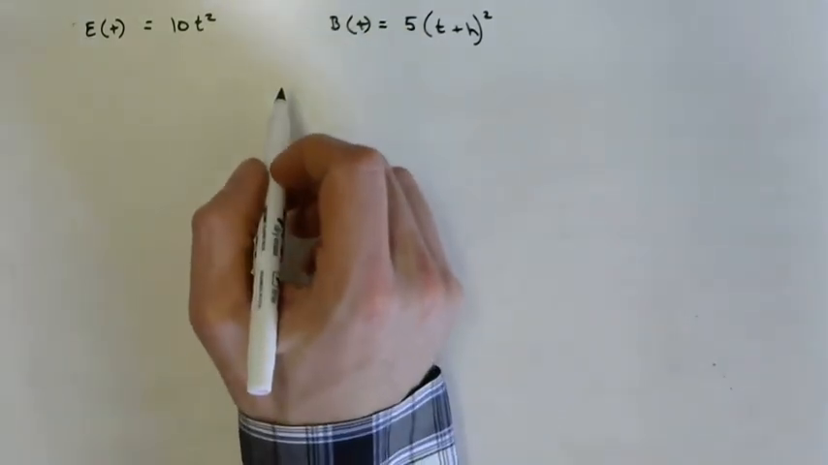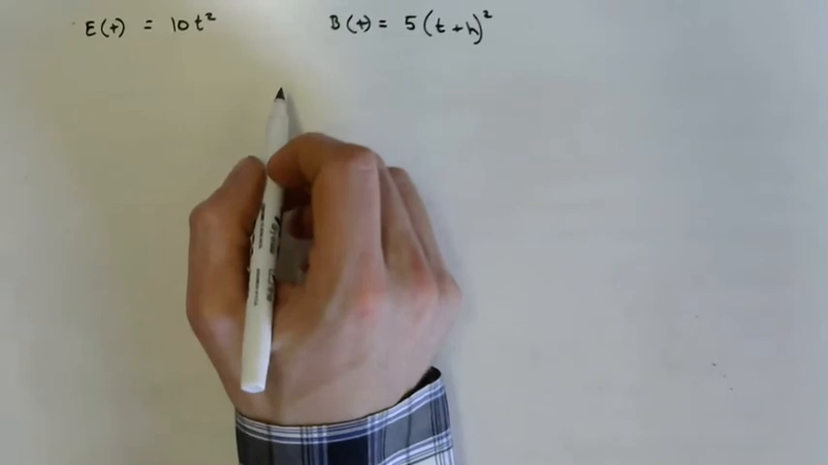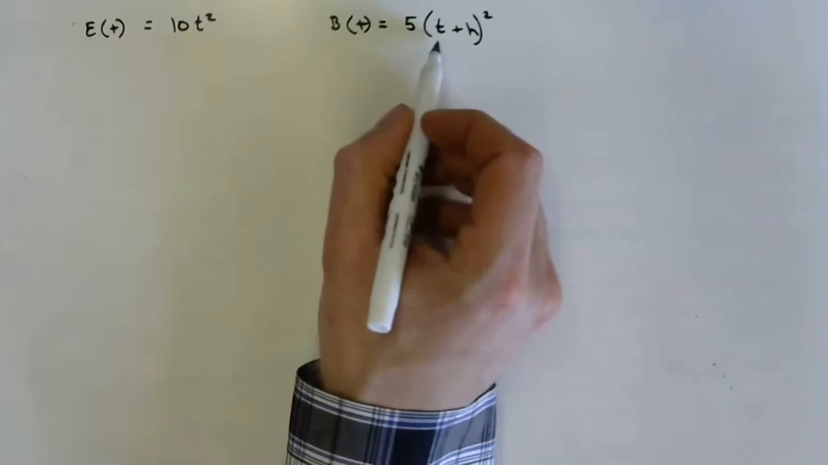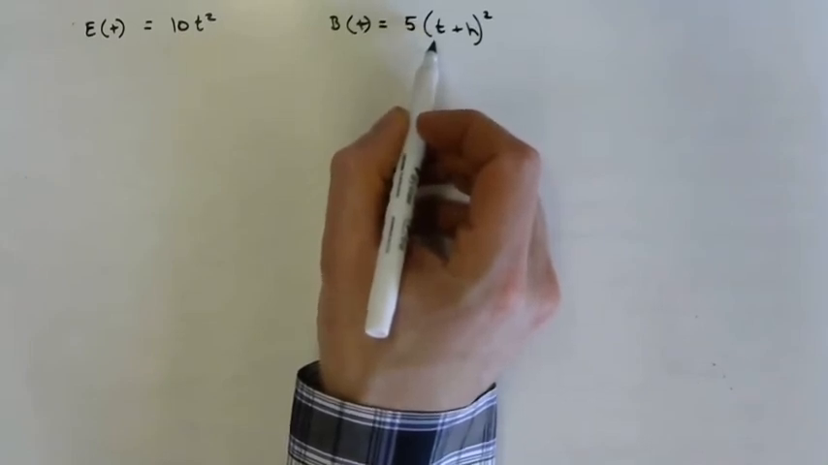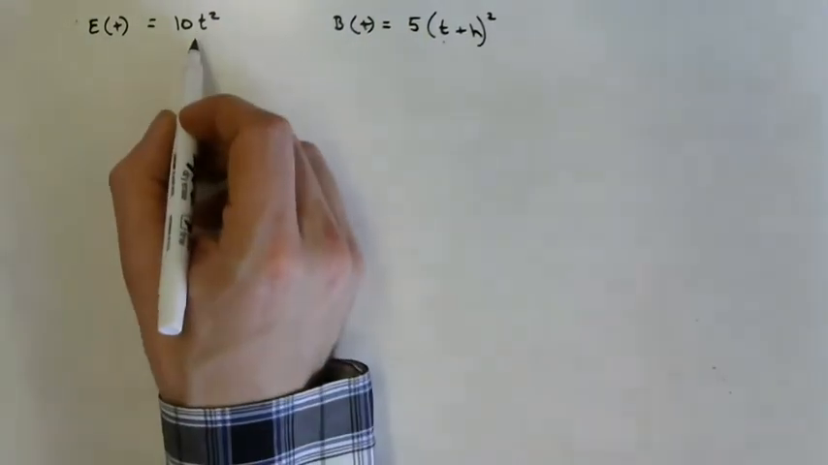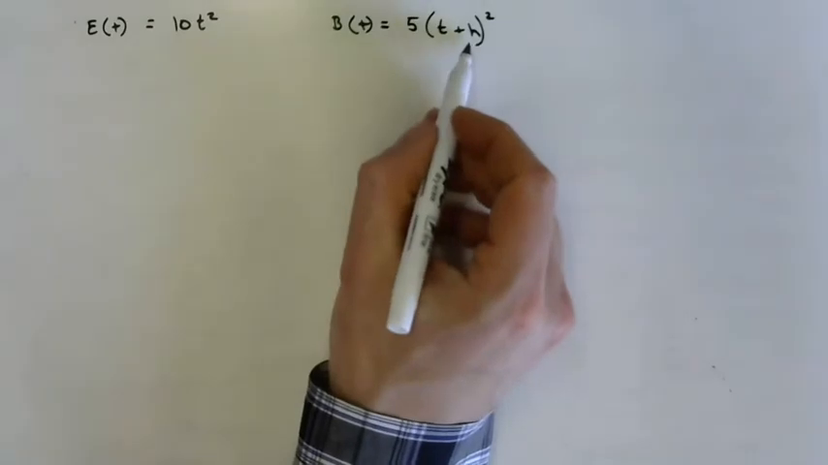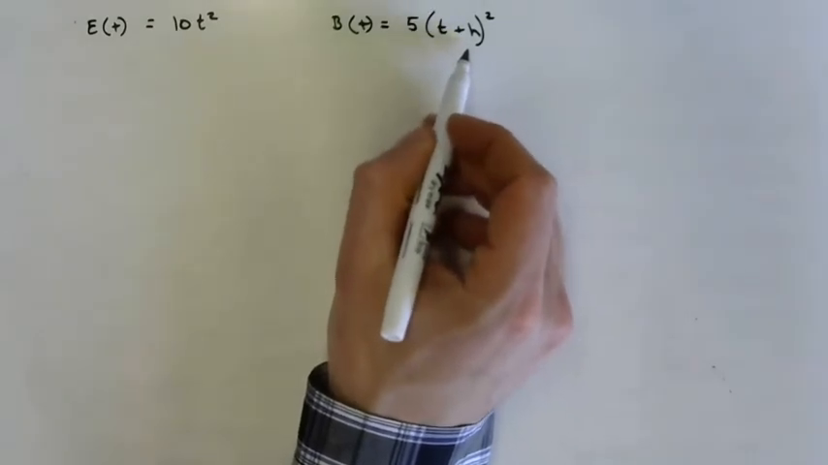So let's talk about this. Where t is the time after Eve starts. So t is the time not from the beginning of the race necessarily, it's the time from when Eve starts. That's why this t and this t are the same. Okay, does that make sense? And Byron is going to start earlier, that's why this parameter is here.